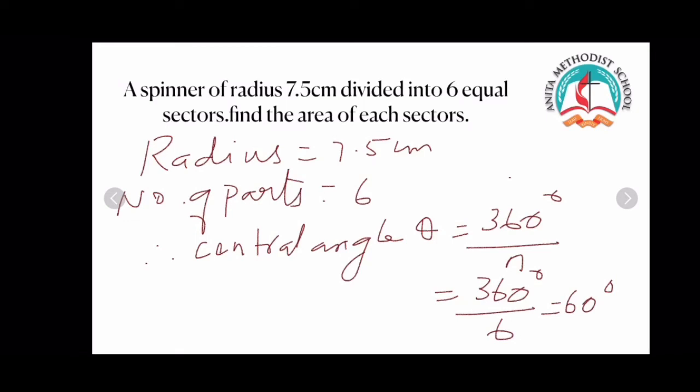A spinner of radius 7.5 centimeters is divided into 6 equal sectors. Find the area of each sector. It's given, radius is 7.5 centimeters. Parts are also given. How many parts? It is divided into 6 equal parts. So central angle theta, we know the formula, 360 degrees by n. So 360 degrees by 6 is equal to 60 degrees. So theta is 60 degrees.